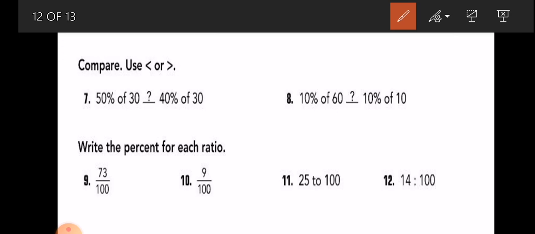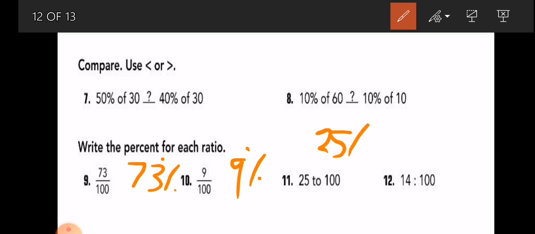Now write the percent for each ratio. Once you have the denominator 100, so it's very easy. You can take the numerator, just put the sign or the symbol of the percent. So 73 over 100, it means 73%. 9 over 100, 9%. Number 11, 25 to 100, 25%.